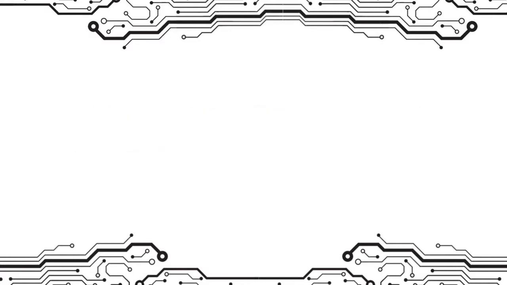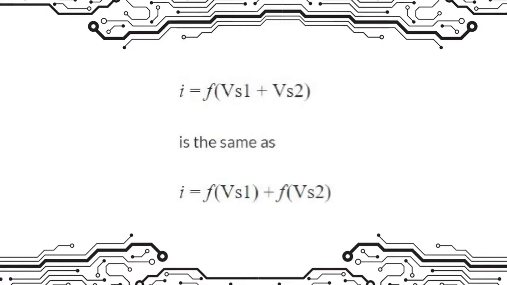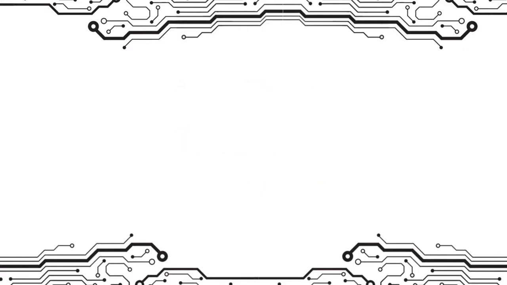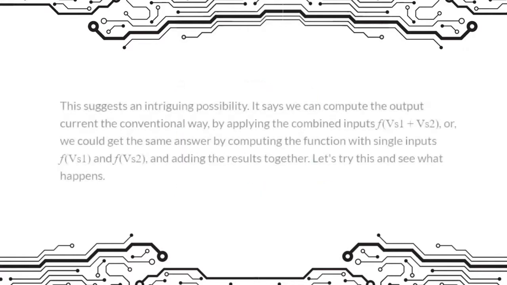Now let's use the principle of superposition to solve the circuit. Since we've modeled our circuit as a function, we can say that I is equal to the function of V sub S1 plus V sub S2. It's also the same as I is equal to the function of V sub S1 plus the function of V sub S2. This suggests an intriguing possibility.